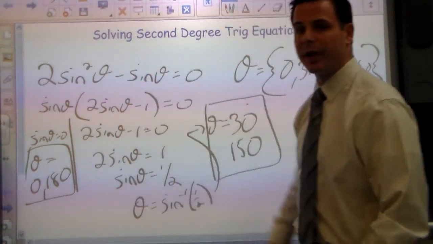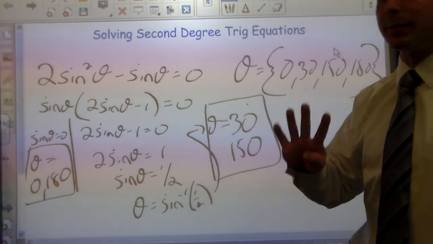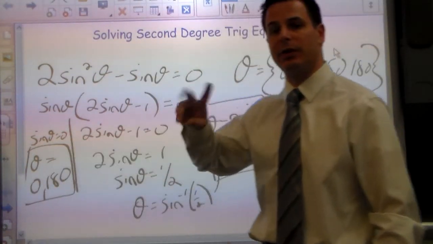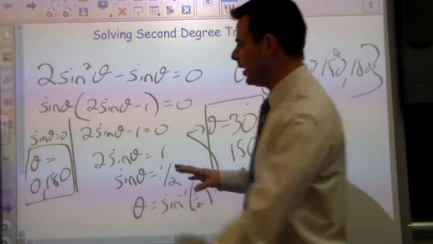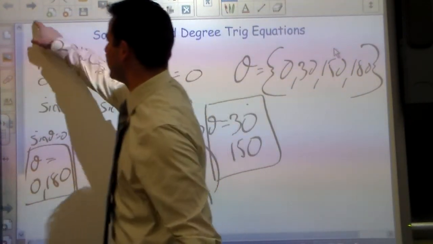A second degree trig equation can have a maximum of 4 solutions. It might have 3, it might have 2, it might have 1, but a maximum of 4 solutions. And that's because a first degree trig equation can yield 2 solutions, and the second degree transforms into a pair of first degree equations.